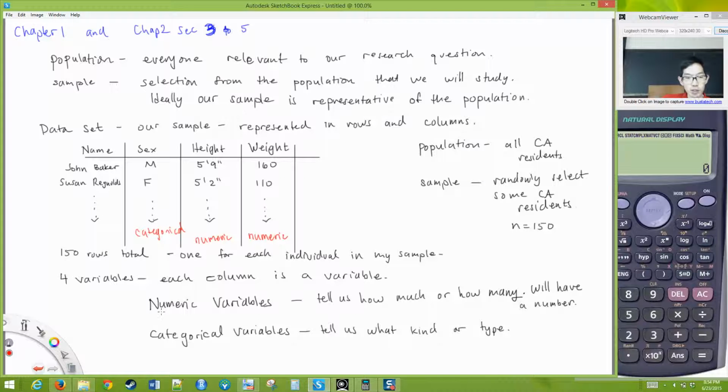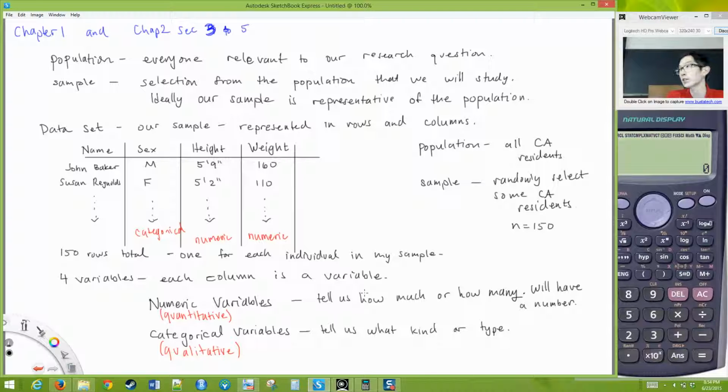Numeric is sometimes also called quantitative, from the word quantity. And categorical is sometimes called qualitative, from the word quality. Okay, some trait or quality of a thing. But we usually say numeric and categorical, but you might see the words quantitative and qualitative. Okay, so let's just check our understanding.